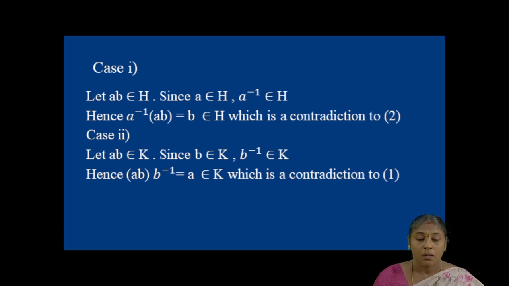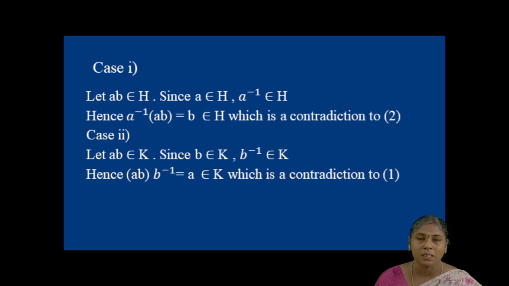Now the next case. Let AB belong to K. The first case is AB belongs to H and the second case is AB belongs to K. Now since B belongs to K, the inverse element B inverse also belongs to K, because K is a subgroup and contains the identity element and inverse elements. Hence the product of AB and B inverse gives A into B inverse, which is the identity element, so it yields A, which belongs to K. But this is a contradiction to our equation number 1, because in equation number 1, A does not belong to K.